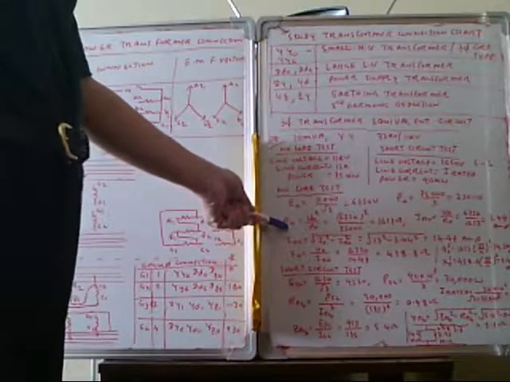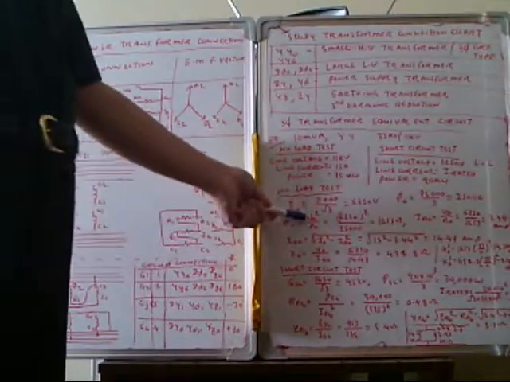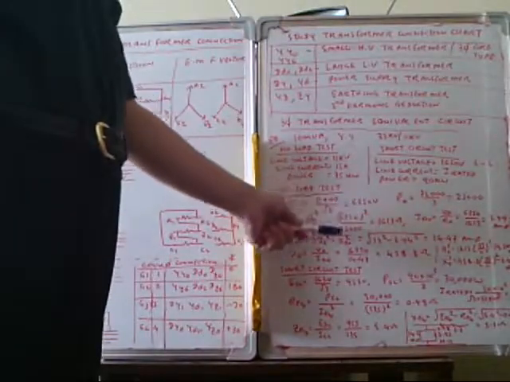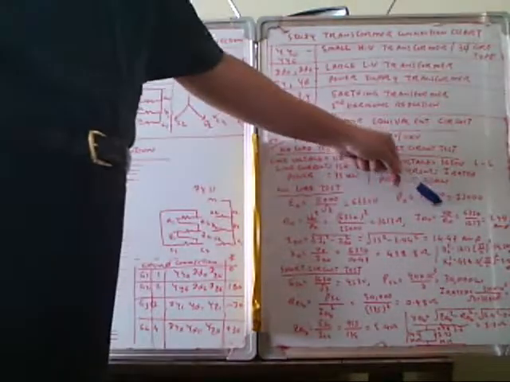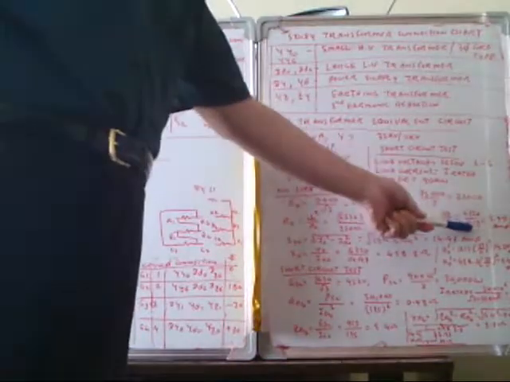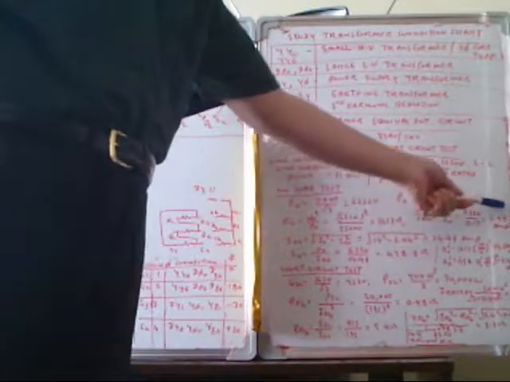R0 means transformer core resistance. The formula is V0 squared divided by P0, 6350 squared divided by 25,000. So you got 1613 ohm. And there's also a current flowing into this transformer core. This is V0 by R0, 6350 divided by 1613, so 3.94.